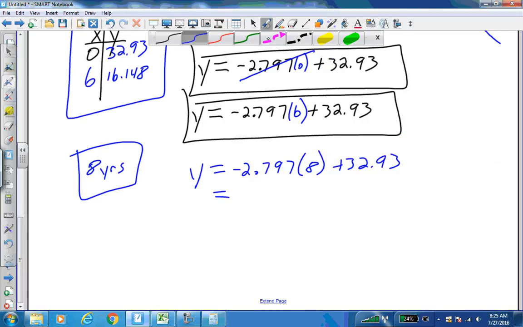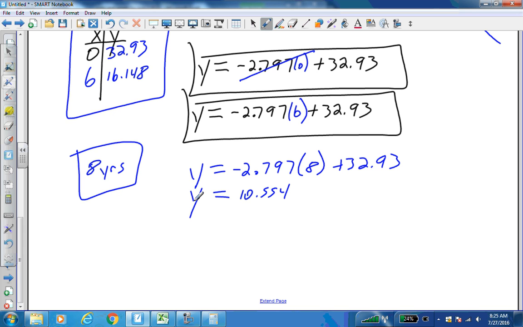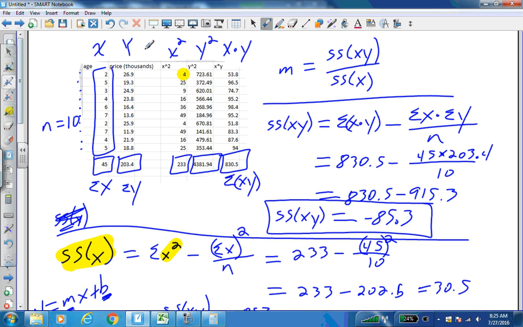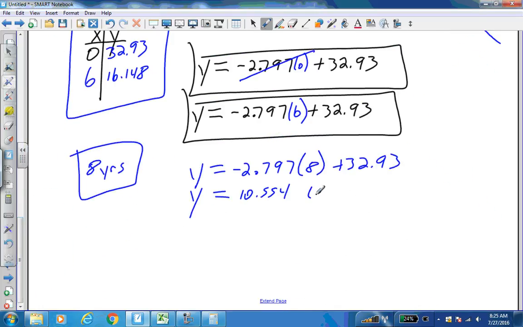We get 10.554. Now we need to interpret what does that mean. That doesn't mean that the car is worth $10.55. That's the price in thousands. So this is how many thousands. So we can take that and multiply it times 1,000. Get $10,554. So that would be the value of the car when it's 8 years old.